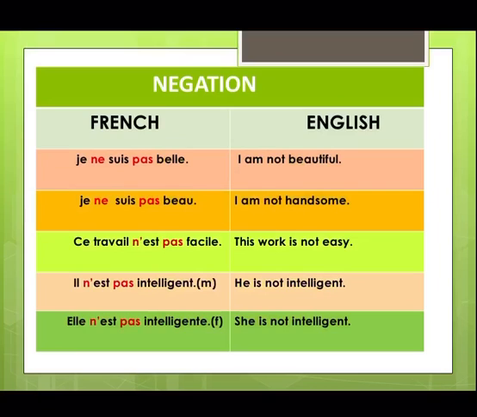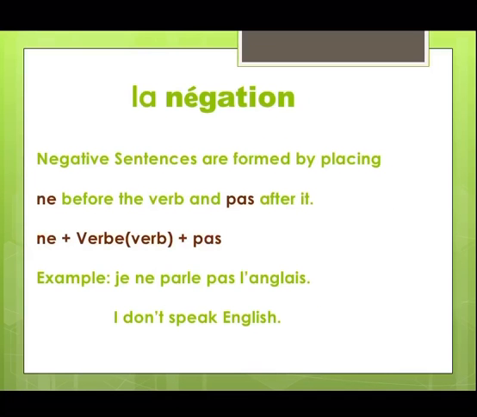So here you can see that ne and pas are added before and after the verb which is conjugated, and n apostrophe is used when the verb begins with a vowel or a silent H. So I hope that now you have an idea about converting an affirmative sentence into a negative sentence. Now, there are some conditions that we use with the past participles and different forms that we'll be discussing in the next part.